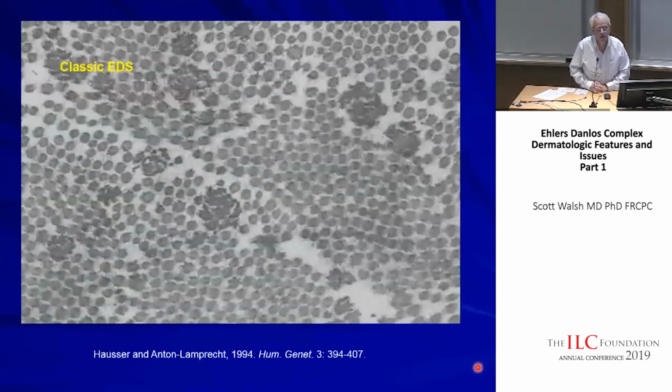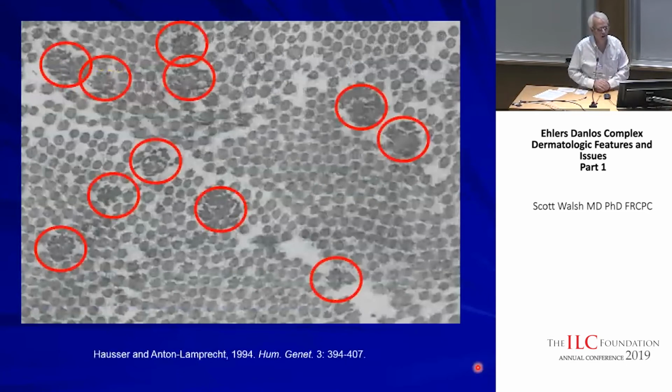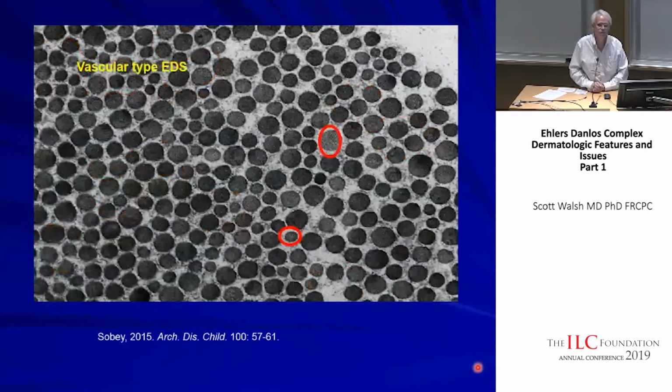This is a patient with classic Ehlers-Danlos syndrome. So you can see there are some of these very large dysmorphic collagens. We call these collagen flowers. This is a vascular Ehlers-Danlos patient's skin. And there's variation in the shape of the collagen, and there's also less collagen. So this is a problem with that collagen 3.